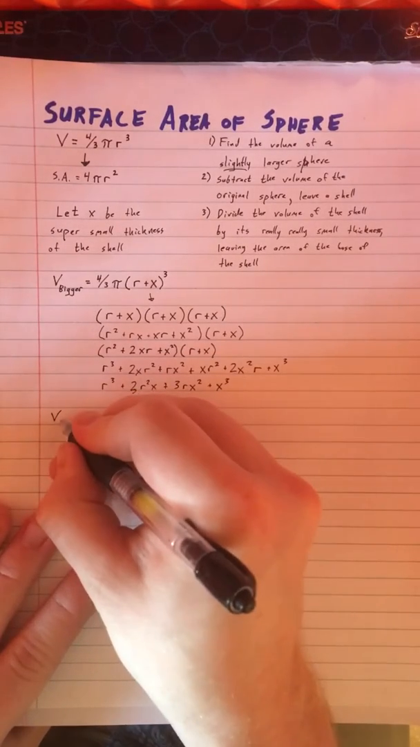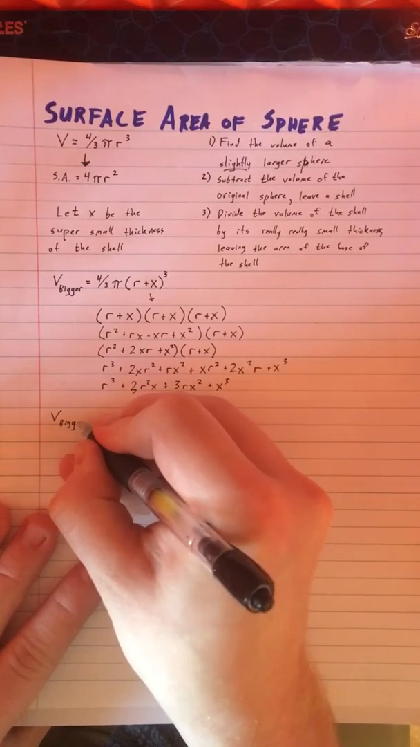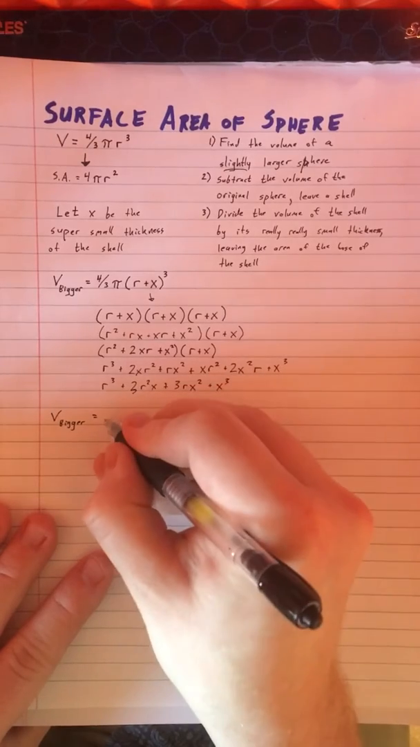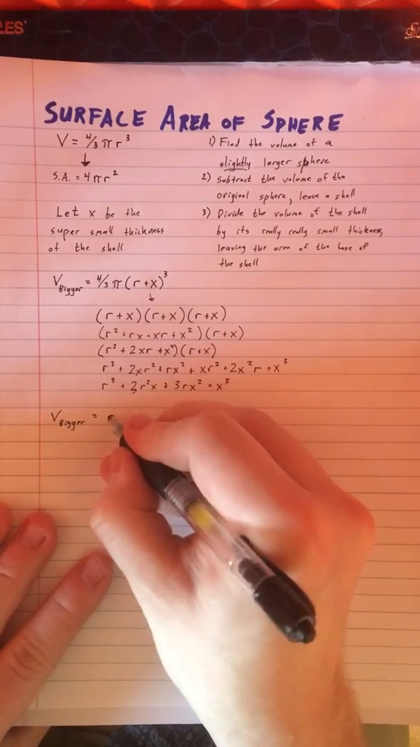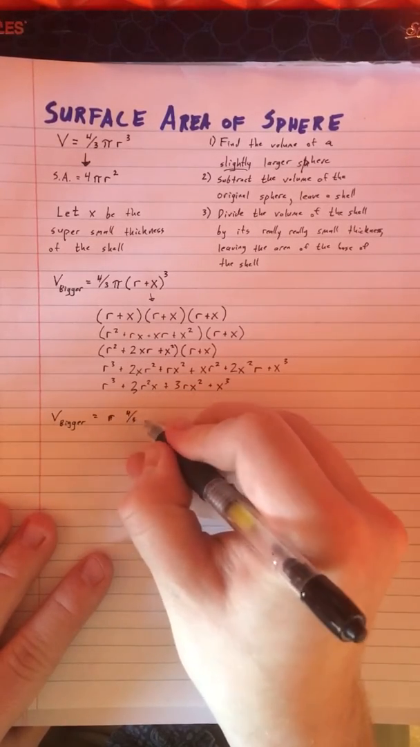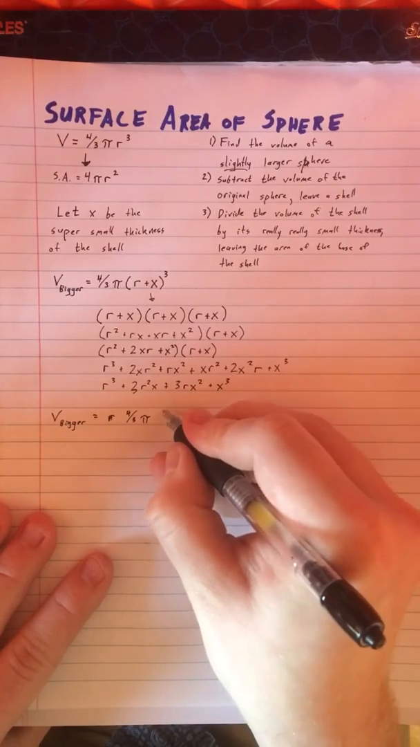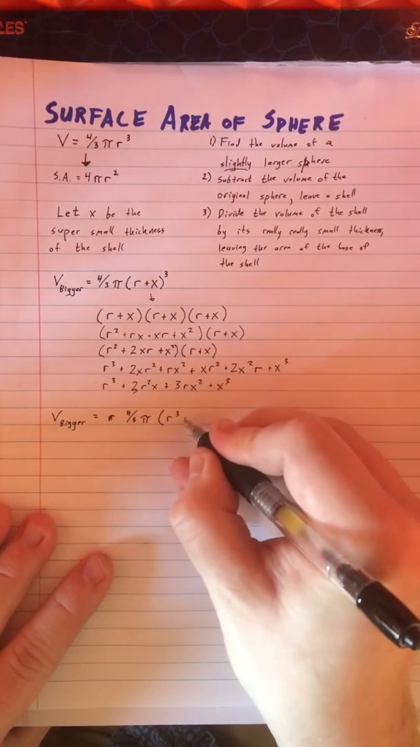So the volume of the bigger sphere, the one with the shell, can be expressed as 4/3 pi times this whole mess.